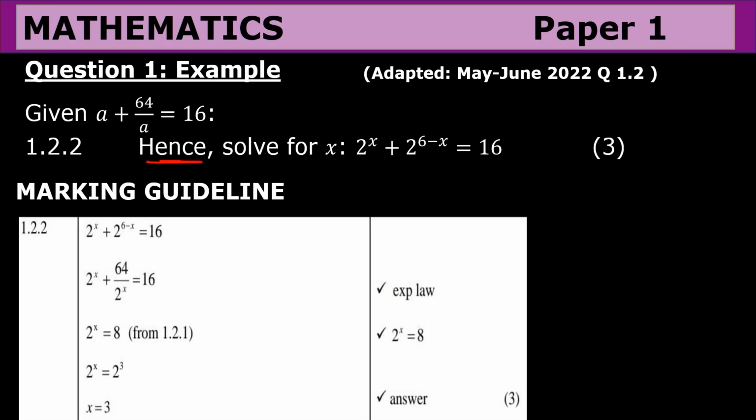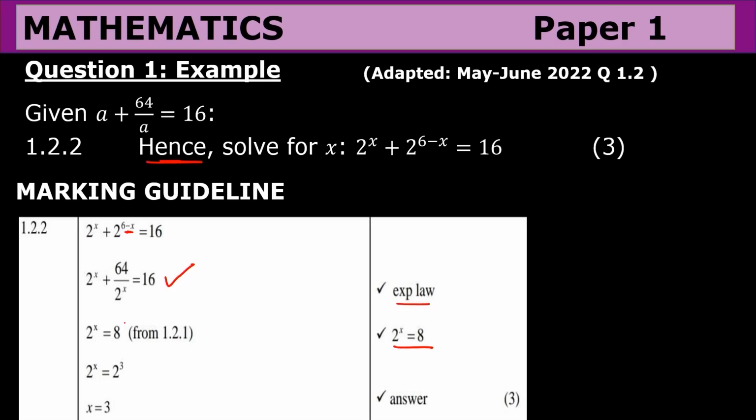So here, let's look at where we get those marks. We are going to get the marks for using our exponential laws. So we can see here that because we used our exponential laws, that is 1 mark there. That exponent negative x will get its own base of 2 and move to the denominator. Then we're going to get the next mark for the 2 exponent x is equal to 8.